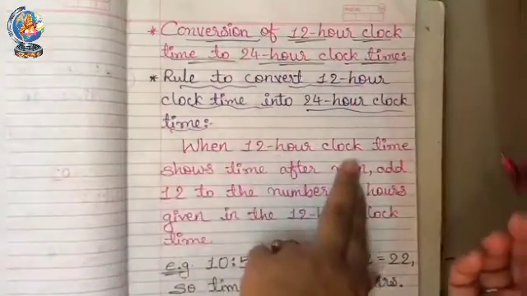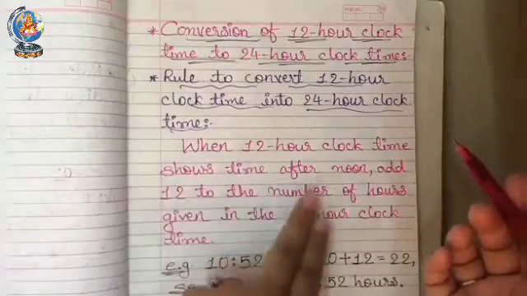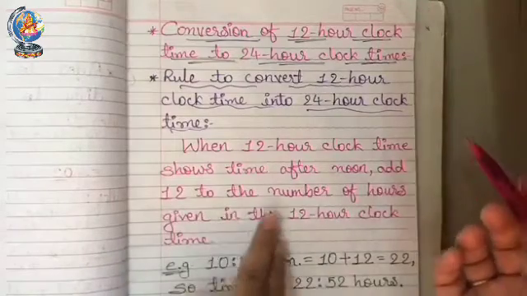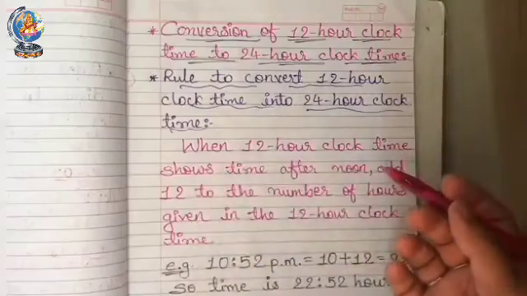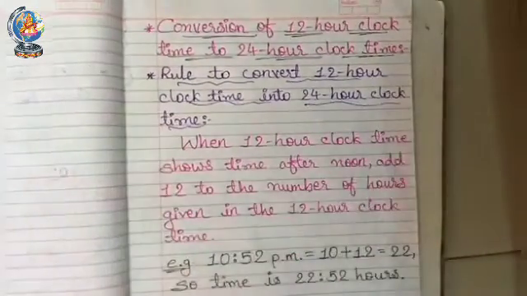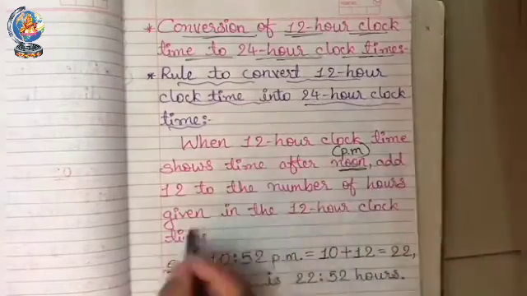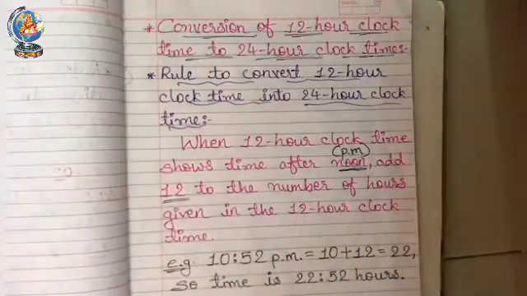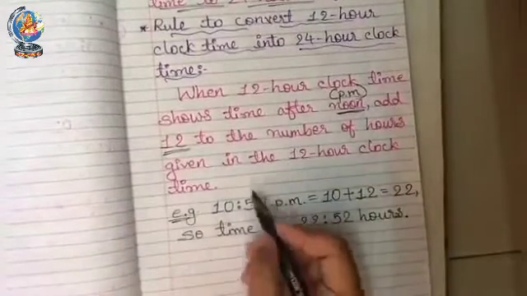When the 12-hour clock time shows afternoon, add 12 to the number of hours given in the 12-hour clock time. Afternoon means PM, right? If it is given PM, then you have to do plus 12 with that number. Whatever answer you get, you write it, and instead of AM and PM, you write hours. Clear? Simple.